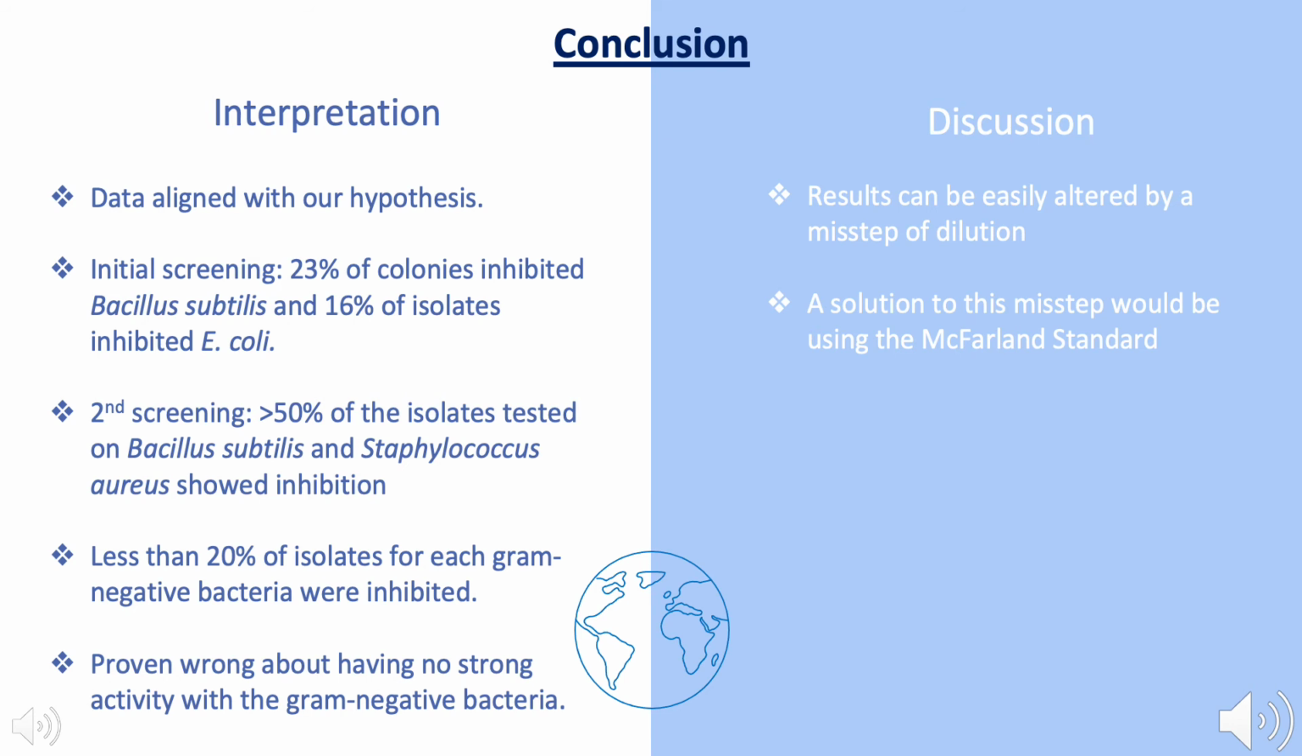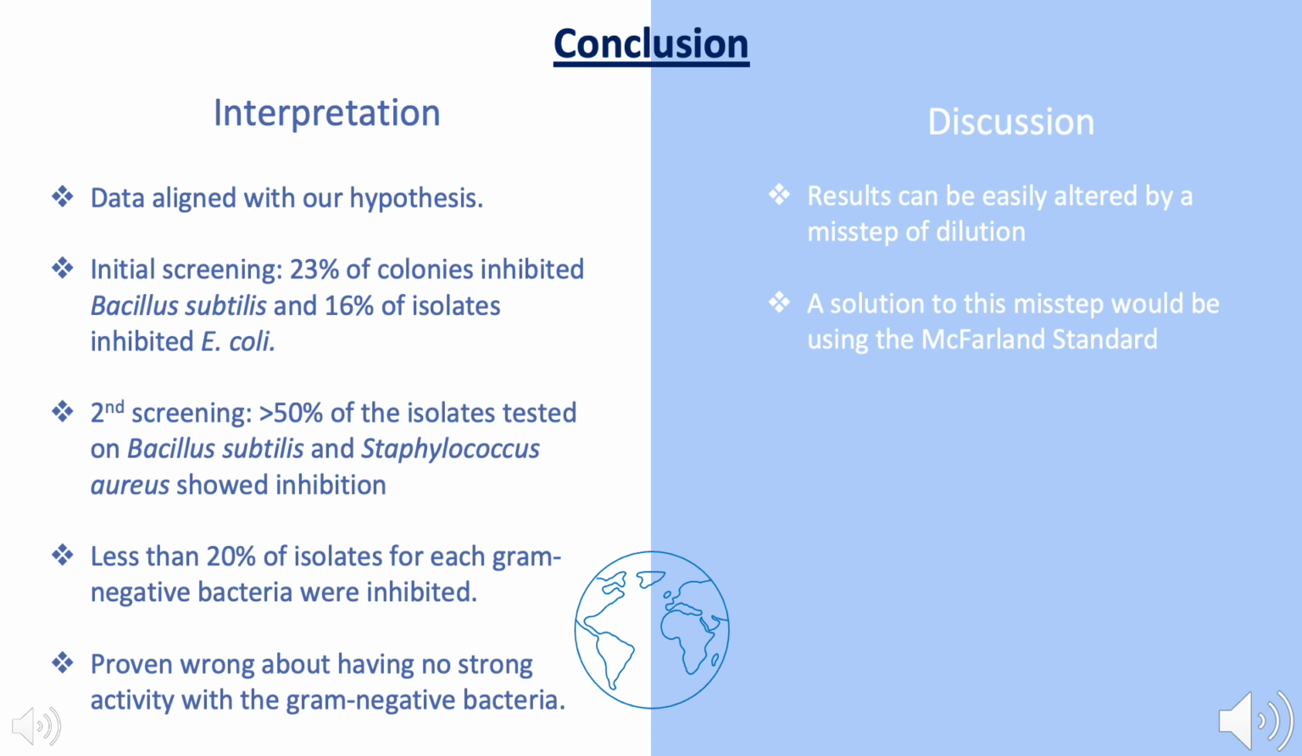50% or more of the isolates of each of these 2 plates showed activity of inhibition. The other gram-negative bacteria were inhibited less frequently. Each plate showed that less than 20% of the colonies inhibited their respective bacteria. The graph in the previous slide clearly shows a difference of inhibitions between the gram-negative and gram-positive bacteria. We predicted that there would be no strong inhibition with the gram-negative bacteria, but were proven wrong when there was strong inhibition against E. coli and Serratia marcescens.